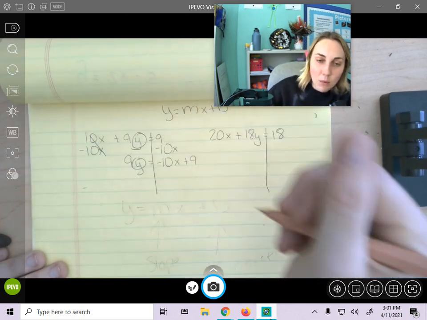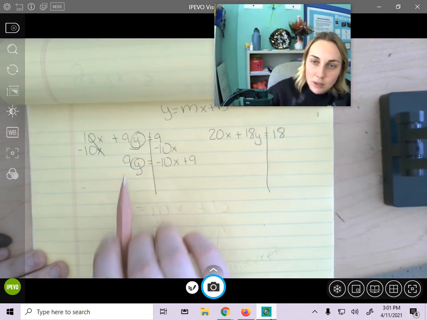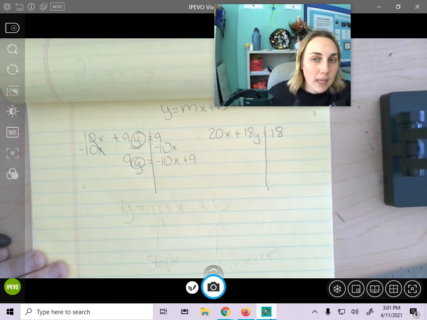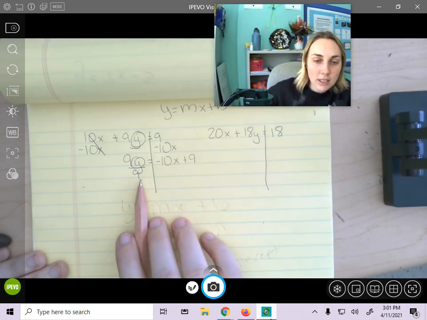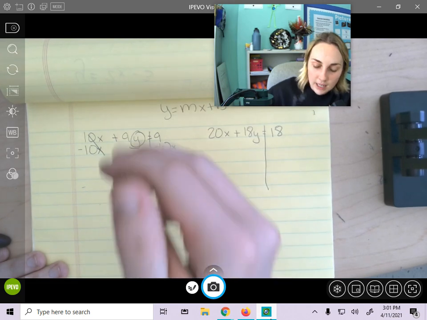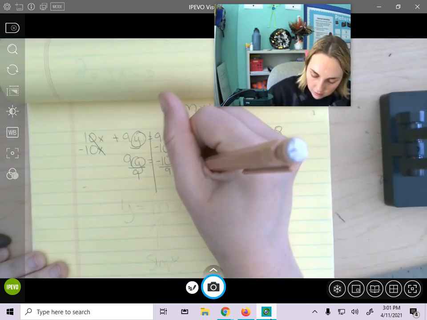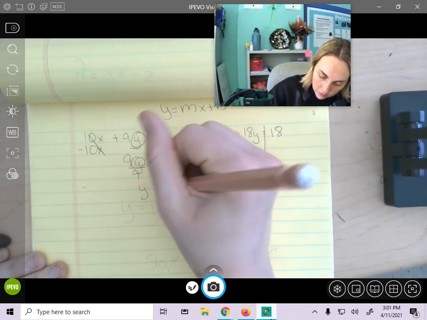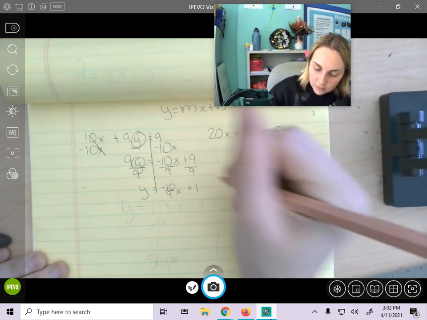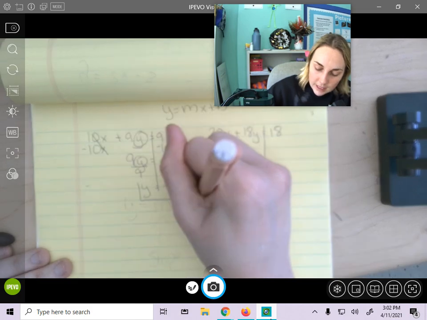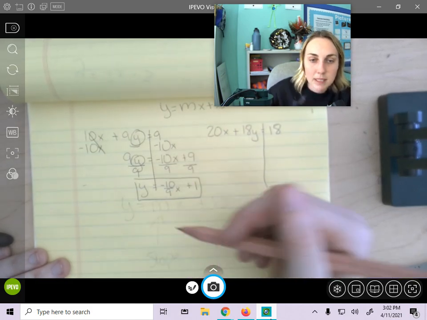Now, the last step is to get y by itself. This 9 is multiplied by y. I have to do the opposite of multiplication, which is division. Whatever I do on one side, I have to do to everything on the other side as well. So this is this equation in y equals mx plus b form.